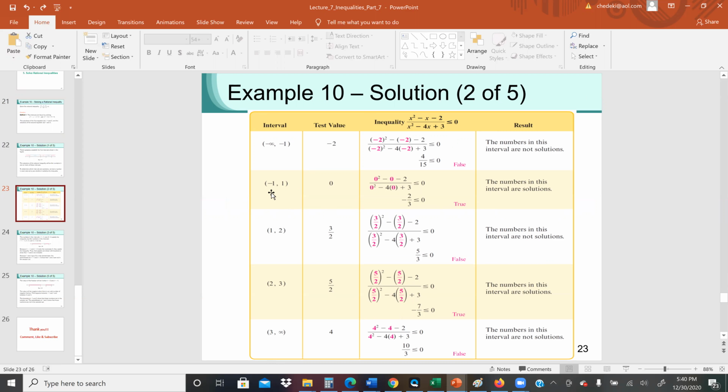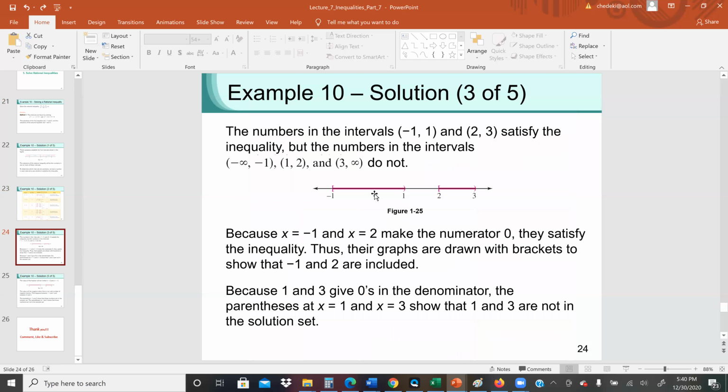Take any value within the intervals. These are the values we choose. Plug them in the original equation and see which ones are true. The ones that are true are your solution. The ones that are false are not your solution. So our solution was -1 to 1, and then 2 to 3. Those are the two solution intervals. So we have the solution here.